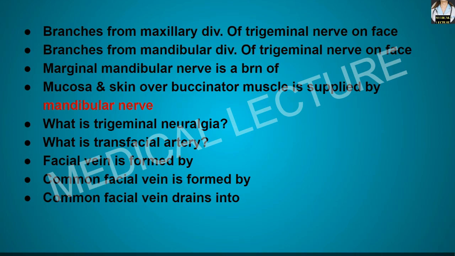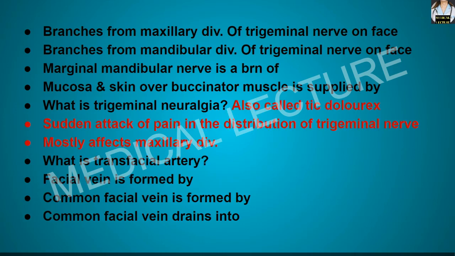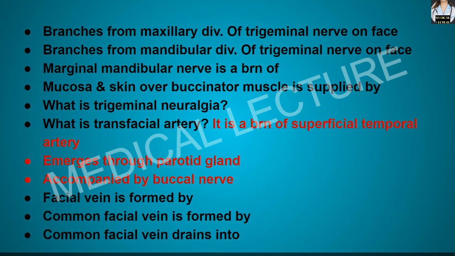What is trigeminal neuralgia? Trigeminal neuralgia is also known as tic douloureux, and it is basically a sudden attack of pain in the distribution of the trigeminal nerve, and it mostly affects the maxillary division. What is the transverse facial artery? Transverse facial artery is actually a branch of the superficial temporal artery, and it emerges through the parotid gland and is accompanied by the buccal nerve.